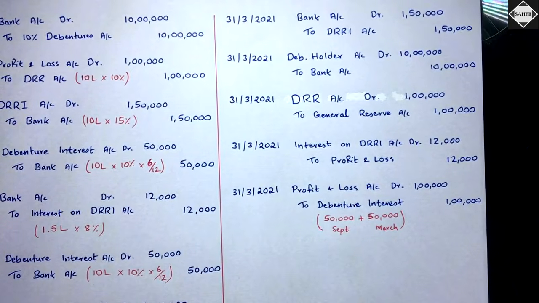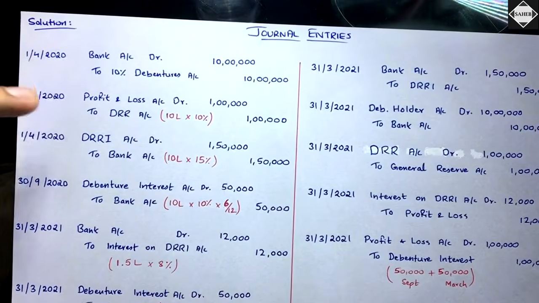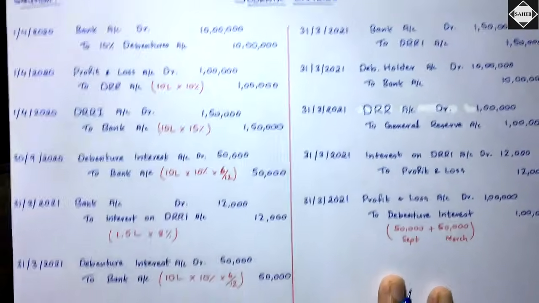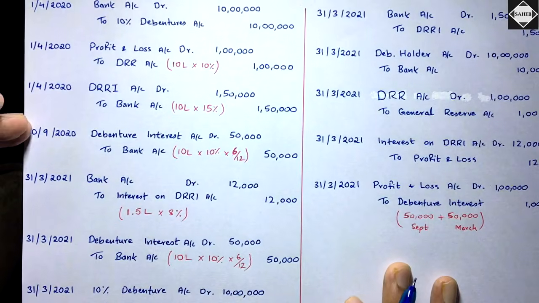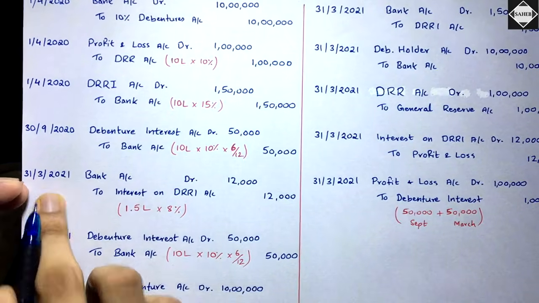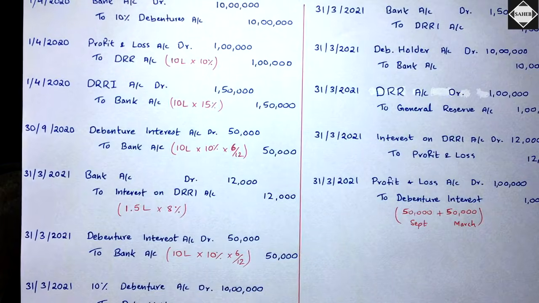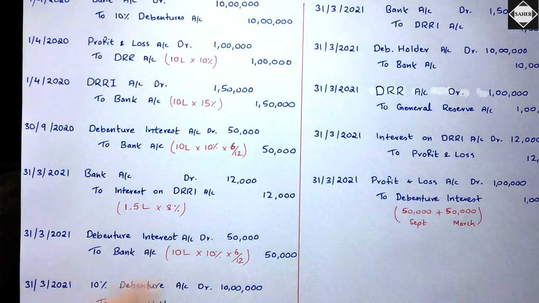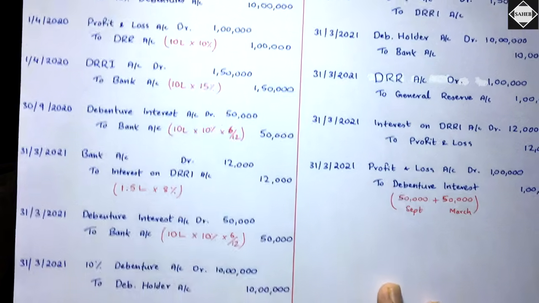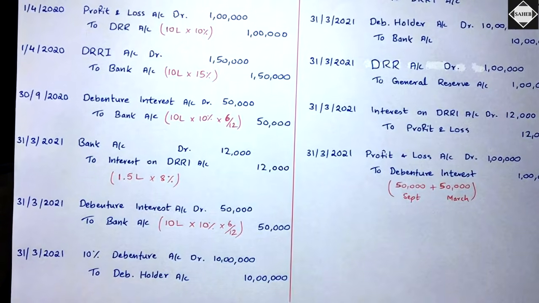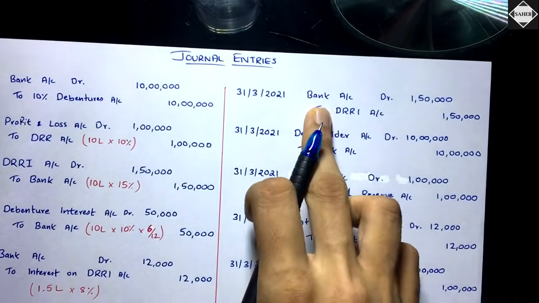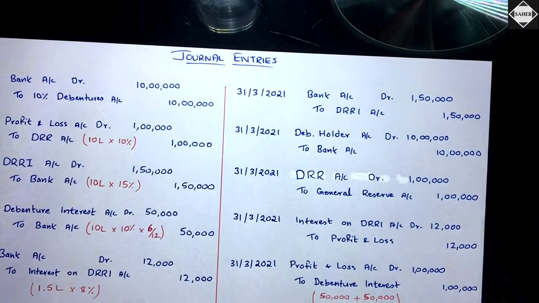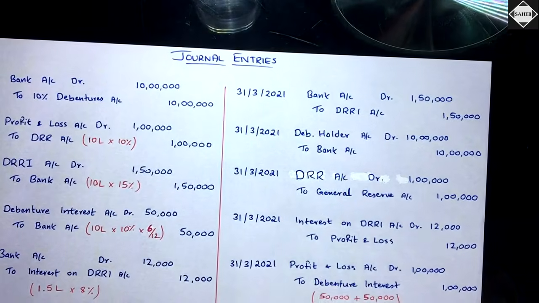Was it tough? No, it's very simple. Issue the debentures, create a DRR, create a DRI, and then pay the interest on the due date on 30th September. Then at the end, on 31st March, we first received the interest on DRI, and then we paid the interest on 31st March. The due date was 31st March, so we had to pay the interest on this date. We paid the interest 2 times, every 6 months, on 30th September and 31st March. Then we made the payment due to the debenture holder. We sold off the investment to bring the money, and then we paid the debenture holder their money back.